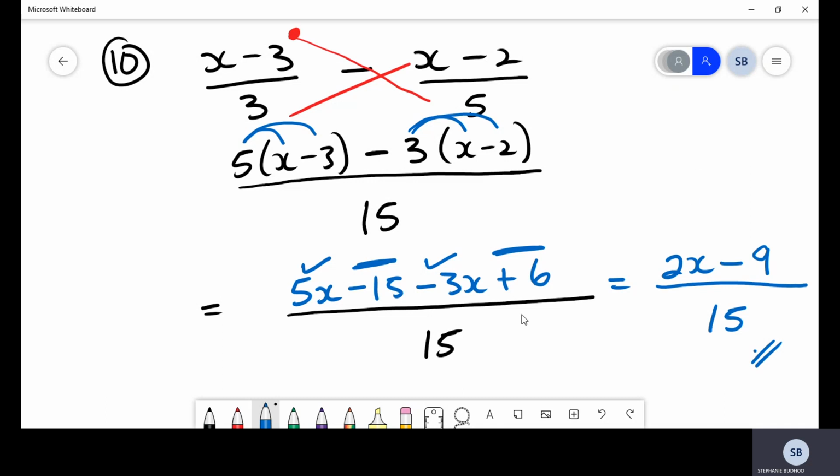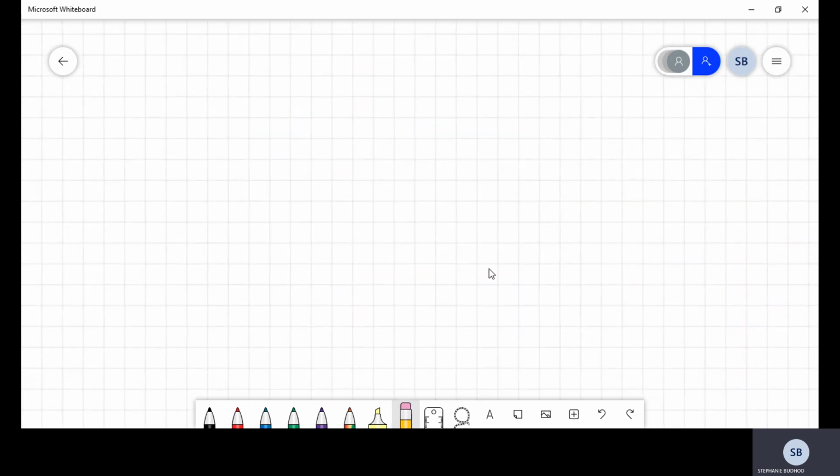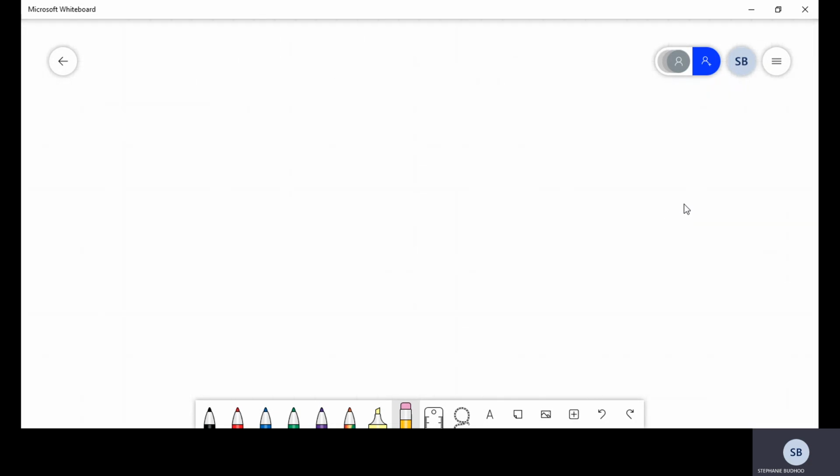I'm going to do probably just one or two more, and then we'll call that a session. I don't want it to be too long. Okay, guys. What if we had an interesting one, say, for example, like this. 2 divided by x minus 1.